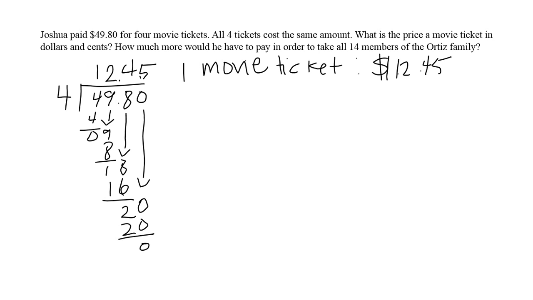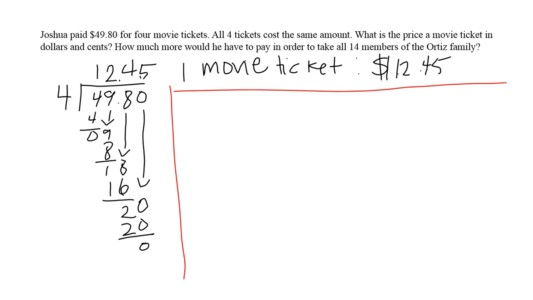Now, the second question is how much more would he have to pay in order to take all 14 members of the Ortiz family? Well, we already know how much he paid for 4 of them. We want to know how much he has to pay for everybody else. So, everyone else, let me draw a little box here. Okay, so for everyone else, there's 14. We already know the price of 4, so we need to figure out the price for 10 of them.